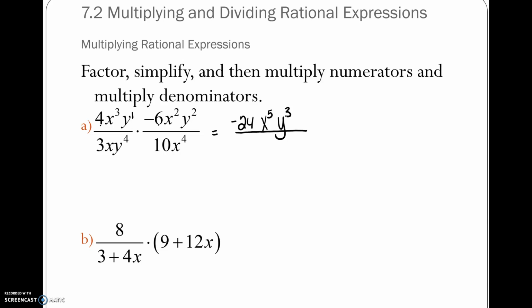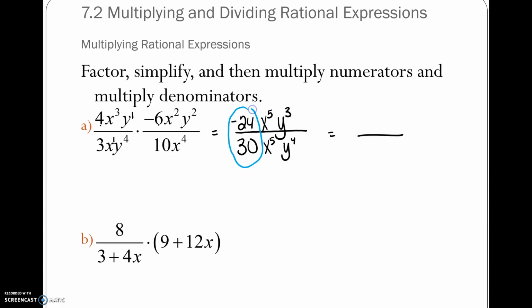On the bottom, same thing. 3 times 10 is 30. We've got an x and x to the fourth, so that would be x to the fifth, and we have y to the fourth. Now we need to look at simplifying. So first we can simplify the numbers.